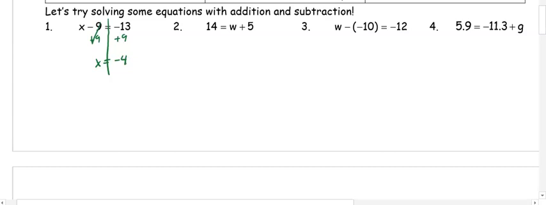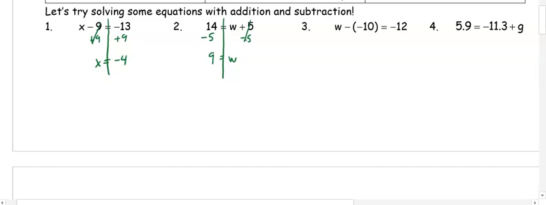In number 2, we have 14 equals w plus 5. So even though the variable is on the other side, we still want to get that variable by itself. So the number with the variable, the w, is positive 5. So the opposite of plus 5 is minus 5. So we're going to subtract 5 from both sides. 9 equals w.